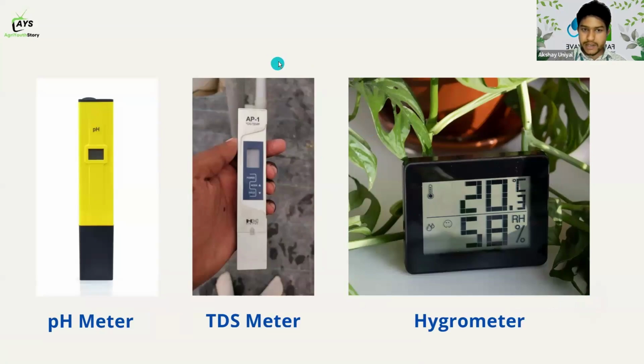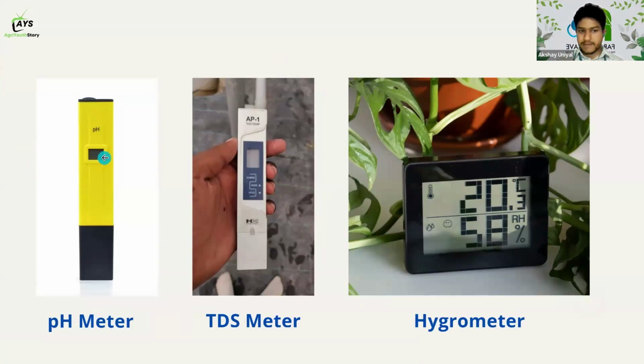Now comes the measuring part. As I told you, we need to measure the EC, TDS, ppm, pH, and everything has to be measured very accurately inside the polyhouse and hydroponic systems, and we have to make it in such a way that we are able to constantly monitor all of these things in order to provide the adequate environment for our crops.